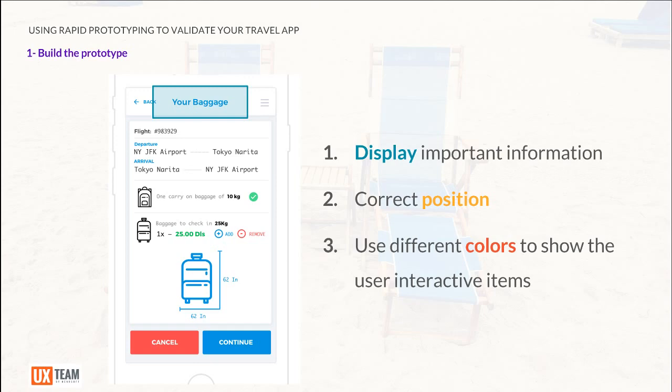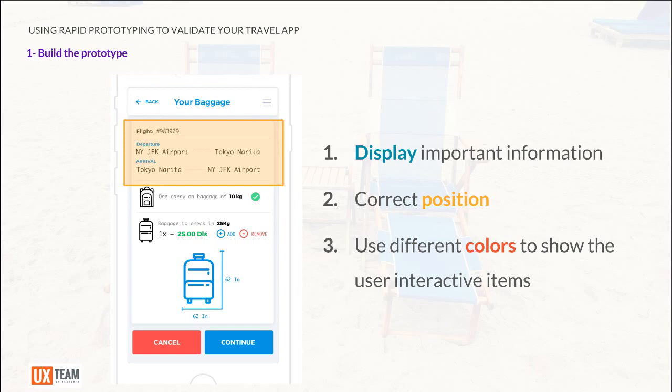The second one is to use the correct position of things. So let's say, for example, we have the flight number, the departure, and our arrival. That is going to be at the top of our application, and then at the bottom is going to be the selection. Then you can scroll and get more selections and all that kind of thing.